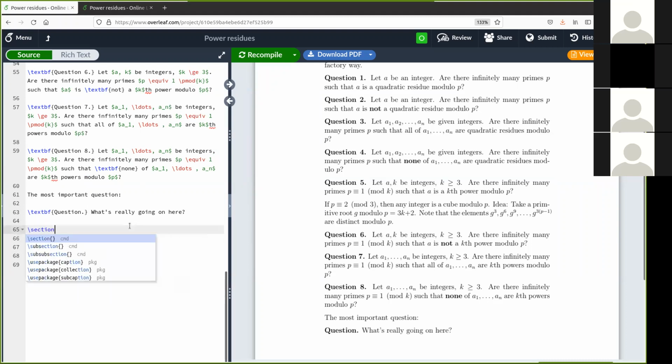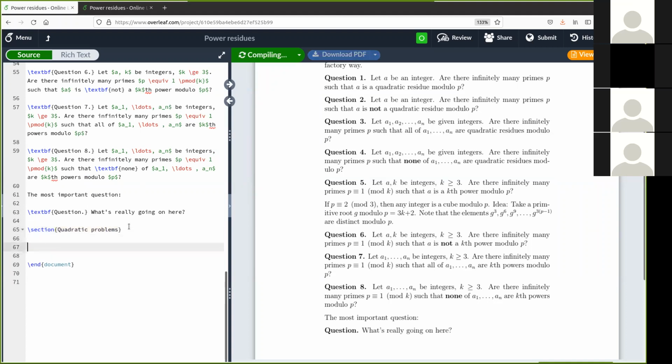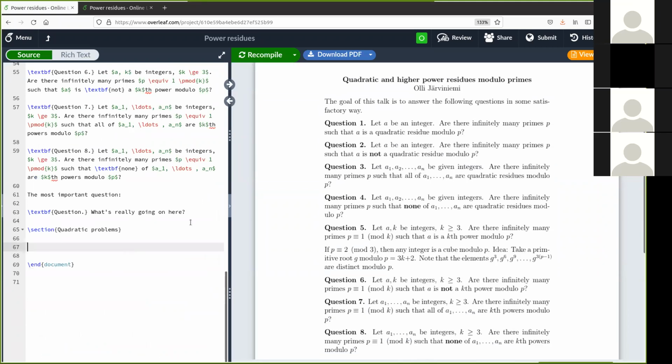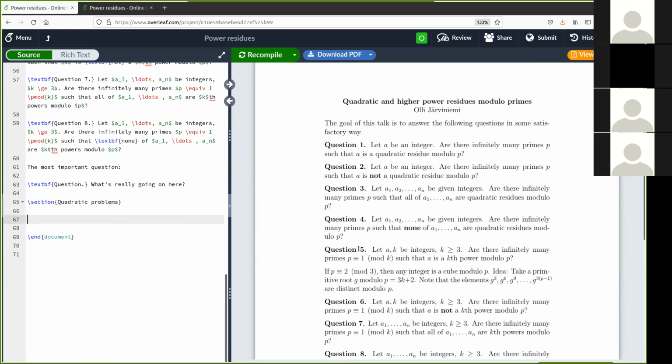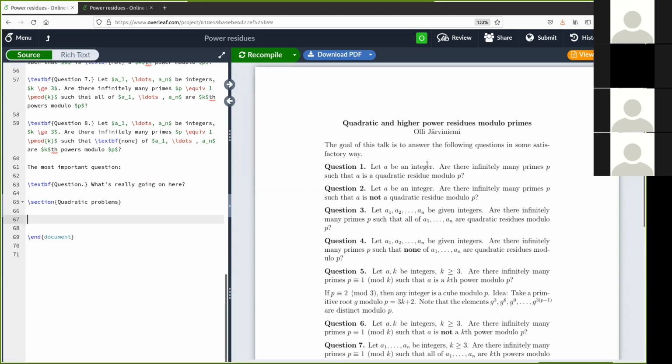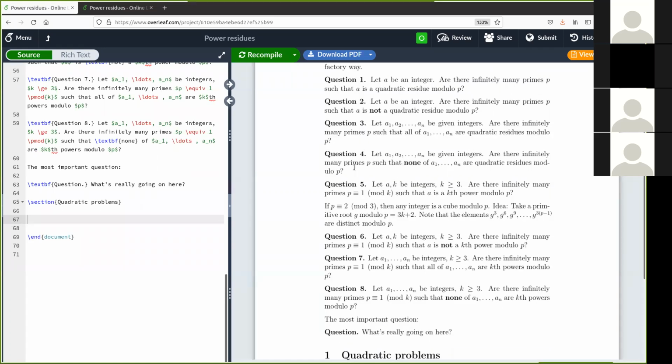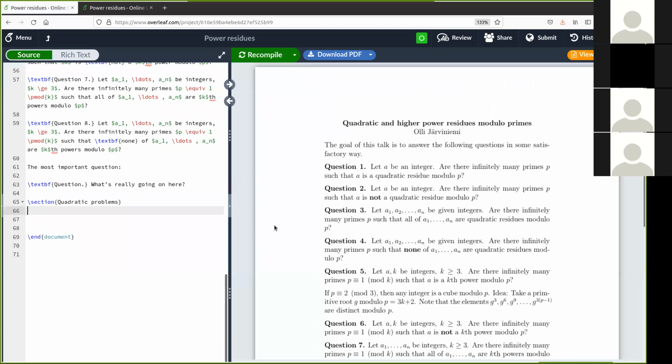We'll first cover the quadratic problems. This might be familiar to some of you, at least question 1 was, but I hope that something like question 4 is not so familiar to all of you. I'll be covering all of these questions anyway. This will probably take the first half of this talk.